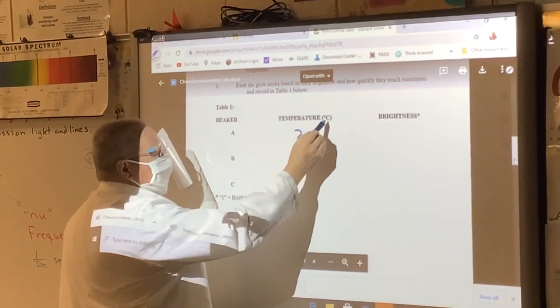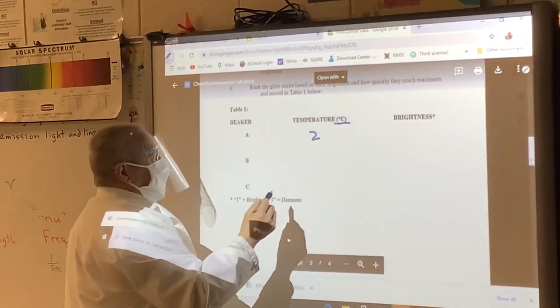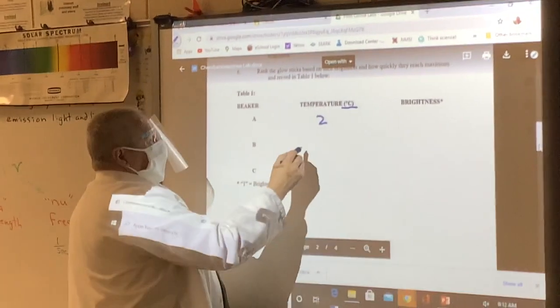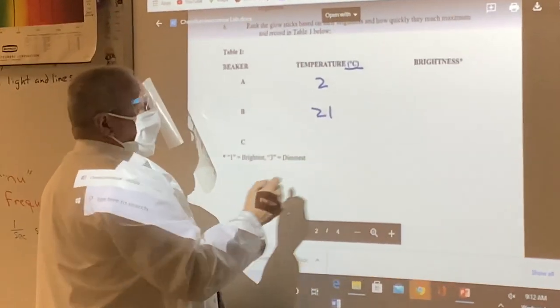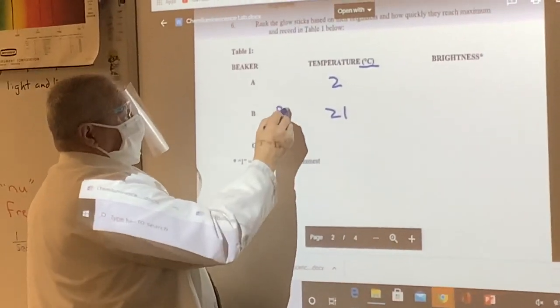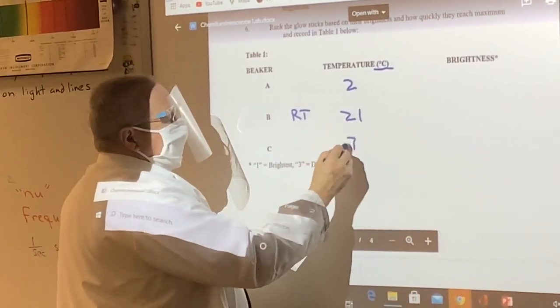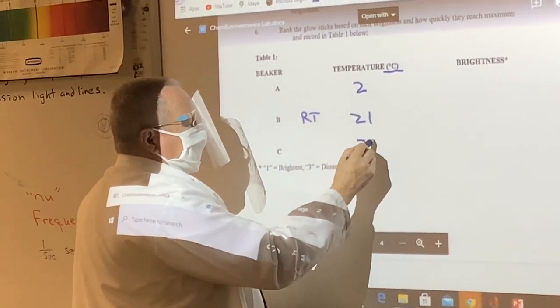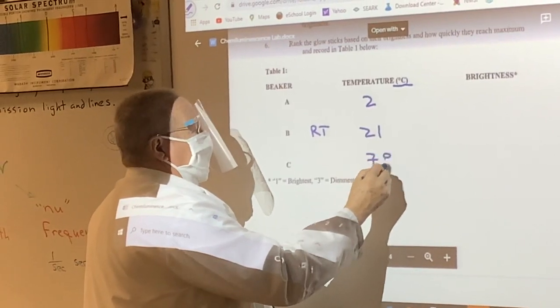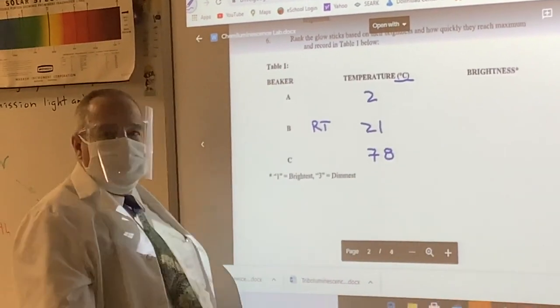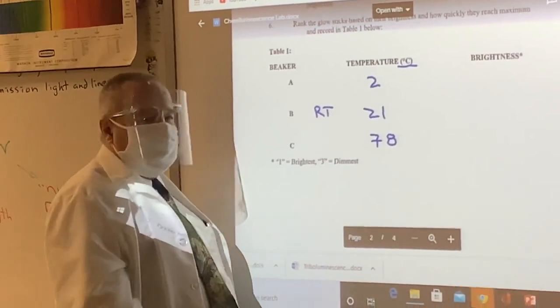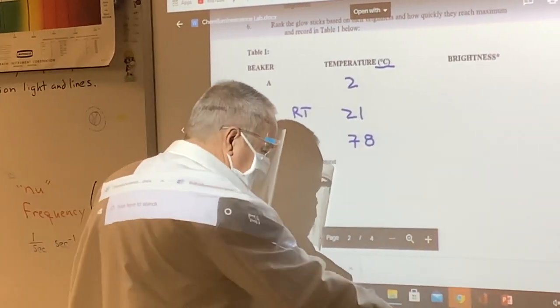I don't need to put my units down because I have my units right here on my table. We had one at 21 degrees. That was room temperature. You don't need to write that. And one at 78, 79 degrees, hot water. Not boiling, because as soon as it starts boiling, it starts cooling down.